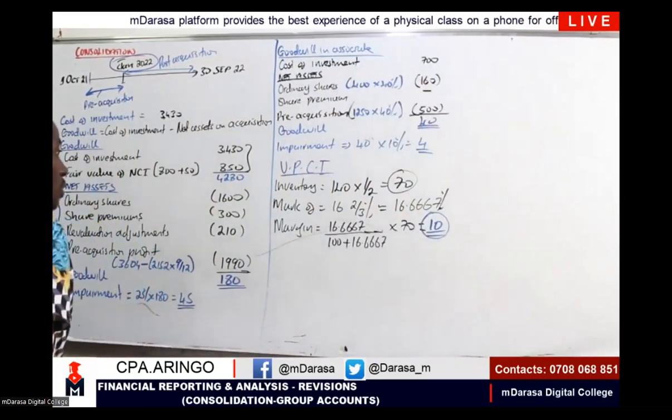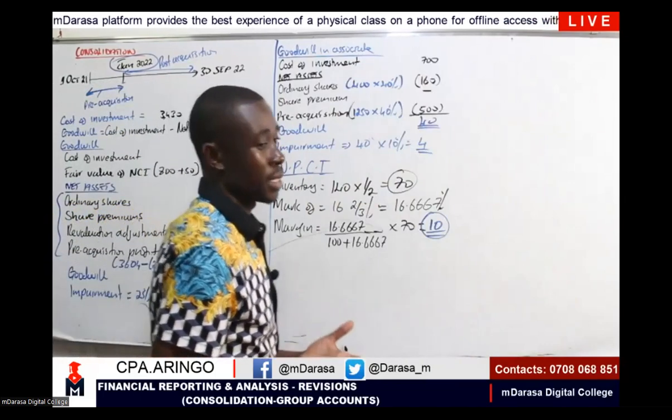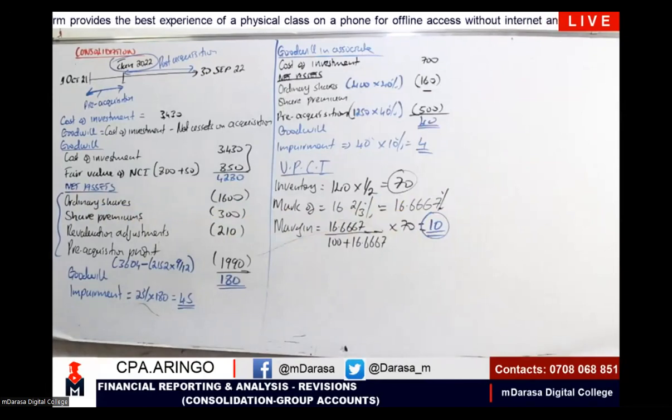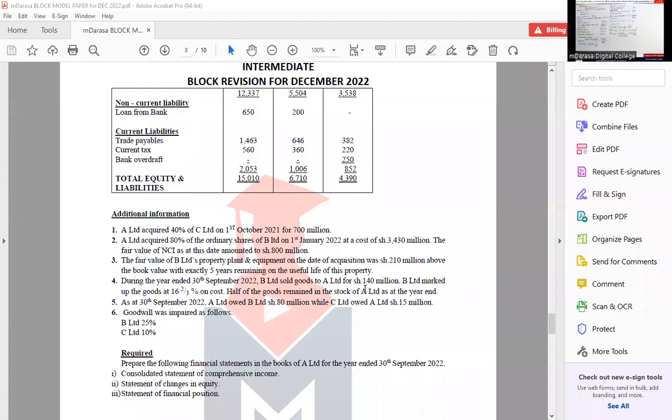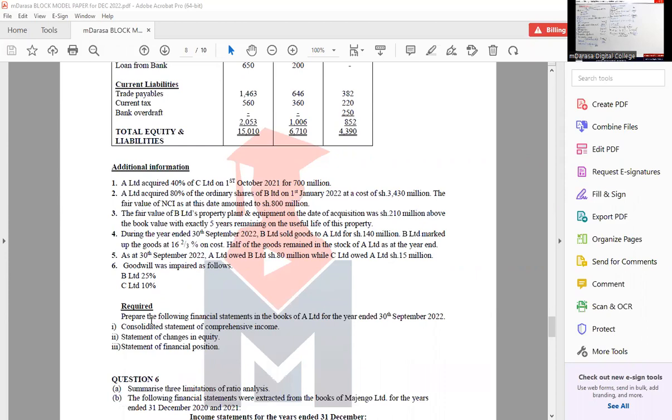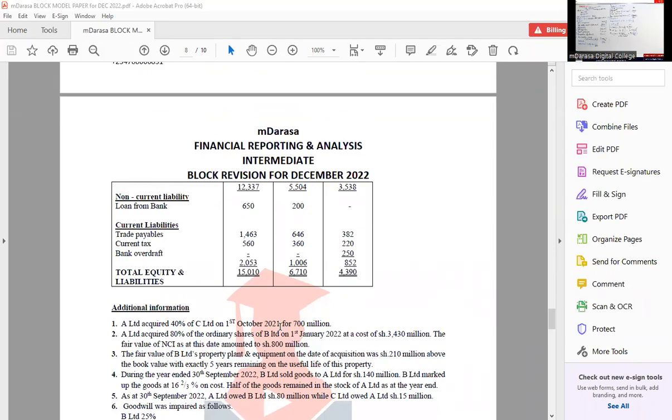After you have determined our unrealized profit on our closing inventory, what next? Intercompany sales, of course, I'm given there. As of 30th September 2022, A Limited owed B Limited 80 and C Limited owed A Limited 15 million. Ideally, those are intercompany balances, which will affect us in our SFP. Required here, we are asked to prepare the following financial statements in the books of A Limited for the year ended 30 September 2022: consolidated statement of comprehensive income, statement of changes in equity, and statement of financial position. No task there. Whatever has remained is for us to copy and paste. Mark these figures for me so that we can start copying and pasting.